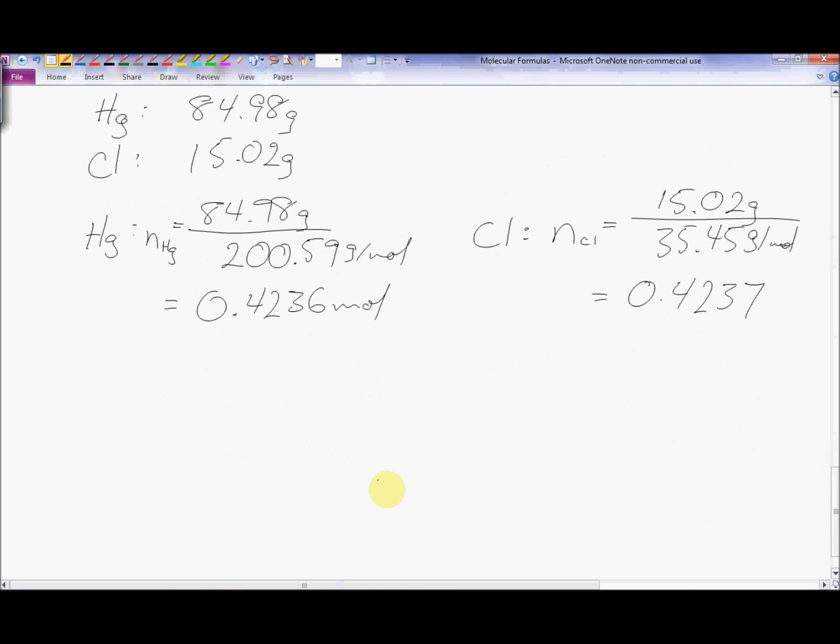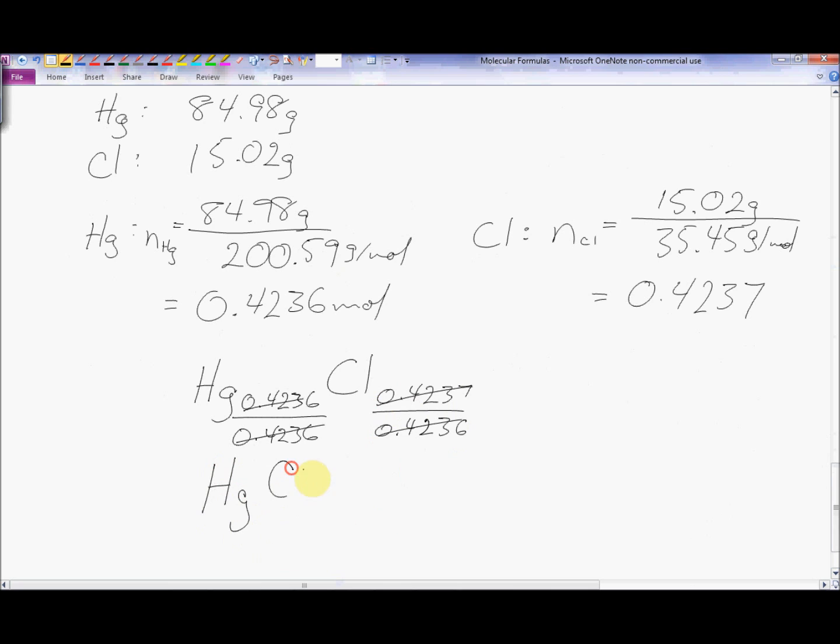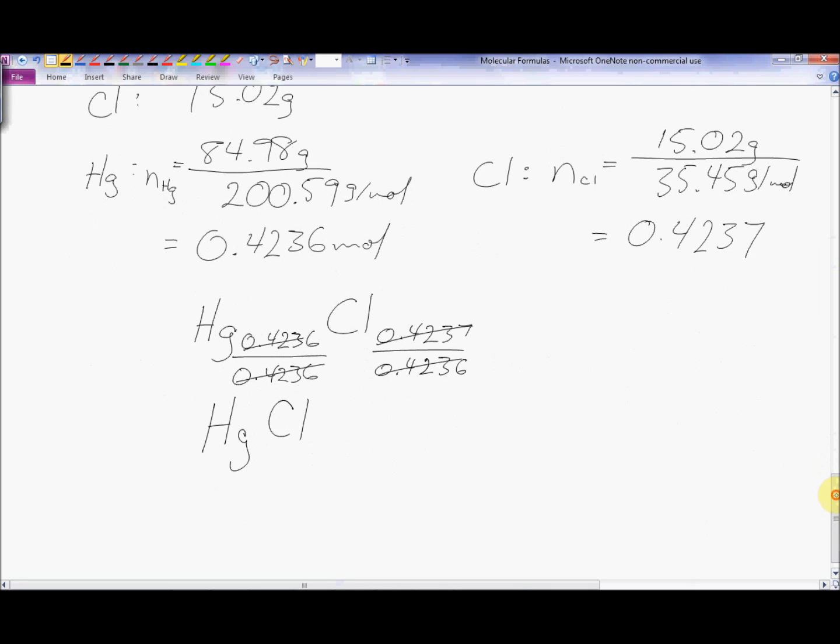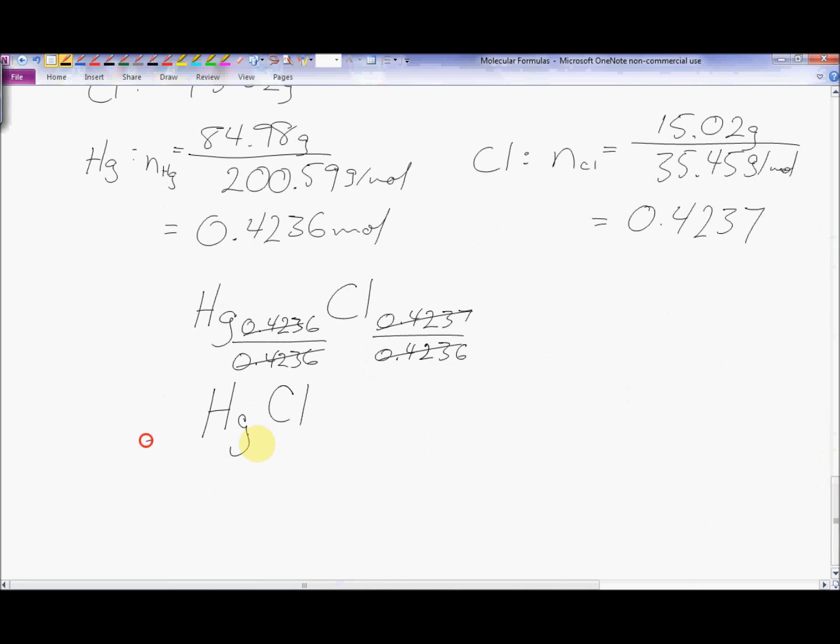So the next step is to put it into empirical formula format. So it will be Hg 0.4236 and then Cl 0.4237. Divide these things by 0.4236. And that's basically going to cancel, and we get HgCl. It's pretty much a 1-to-1 ratio. So that is our empirical formula.